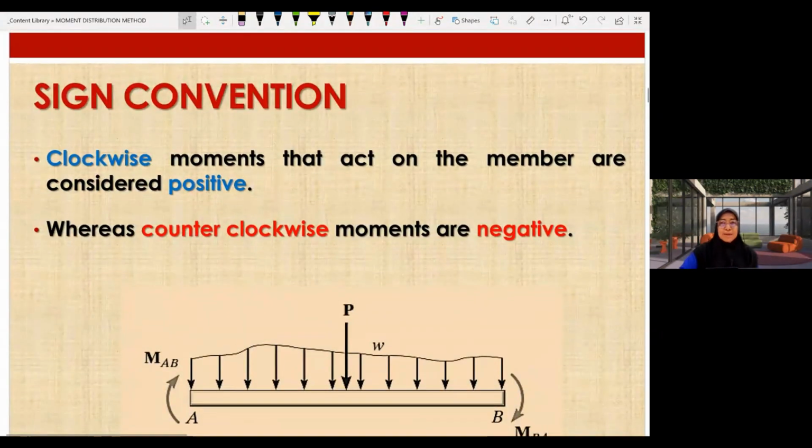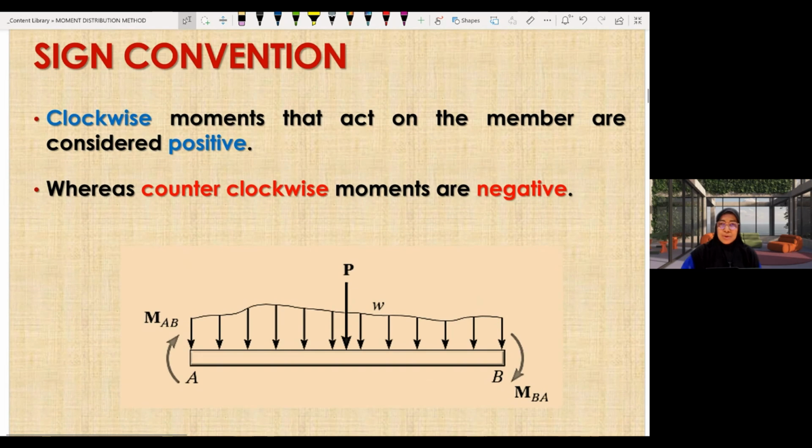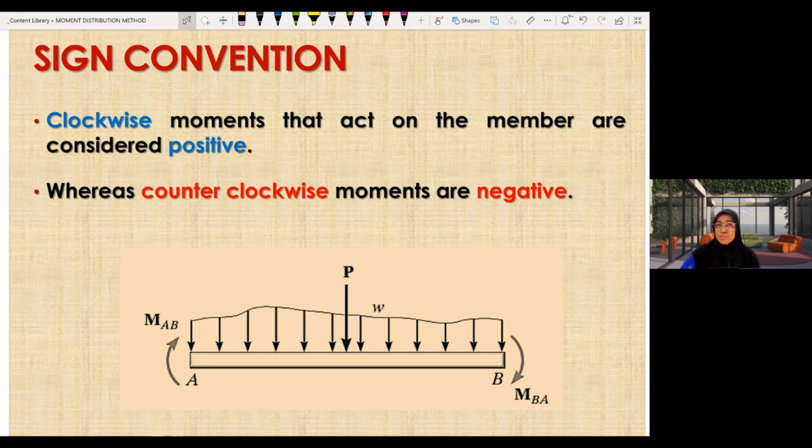Okay, so let me introduce you to the sign convention that we are going to use for the moment distribution method. Based on the textbook that we are referring to, which is the Hibbeler textbook, we use clockwise moment that acts on the member. So look at the diagram. It is one member, one element. And look at the moment direction, MAB and MBA. This is member AB. So at A, it is MAB. At B, it is MBA.